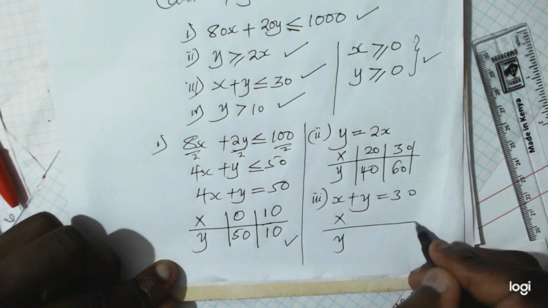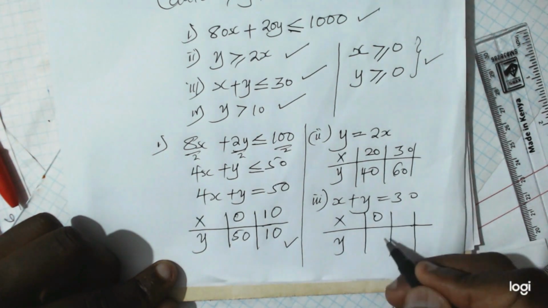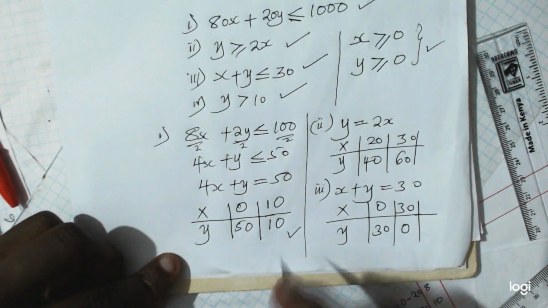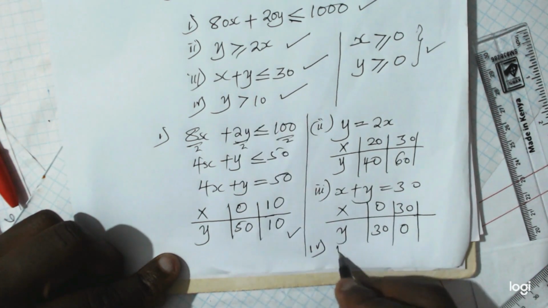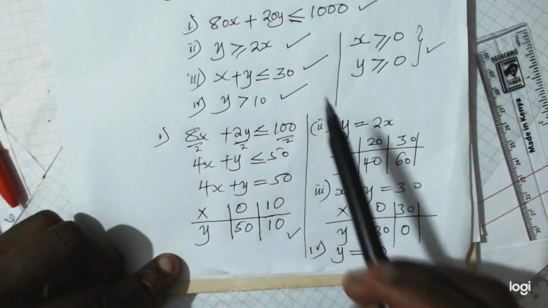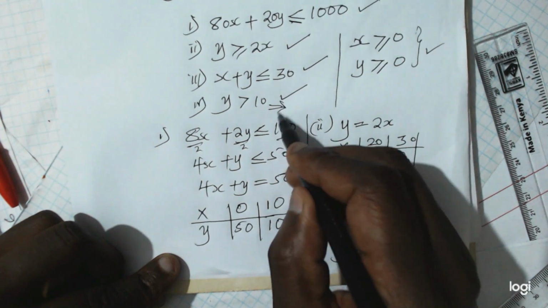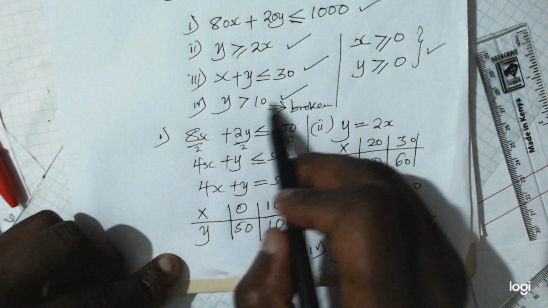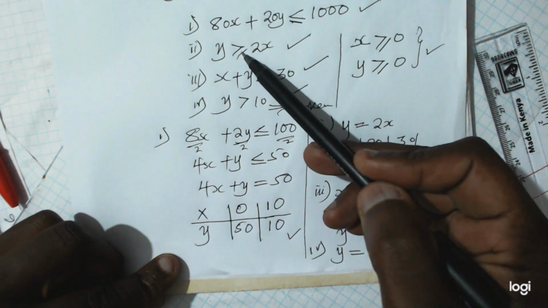So again, we have points here. When x is 0, y is 30. When y is 0, x is 30. And it's okay. Then we have the last one here, y greater than 10. The line that you're going to draw is y equals 10. When I look at all these lines, the only one to check is this: it will be a broken or dotted line, since it is greater than 10. The first one will be a continuous line, the second a continuous line, and this one a broken line.